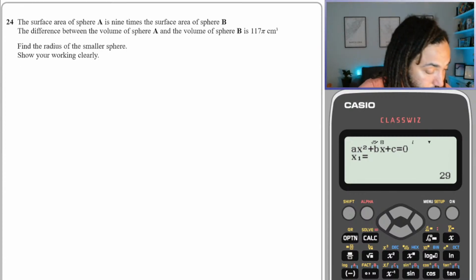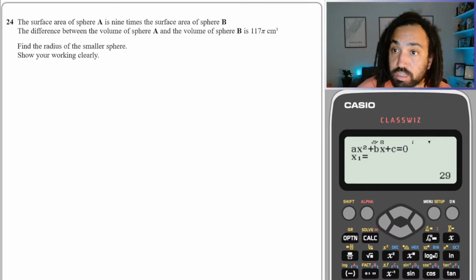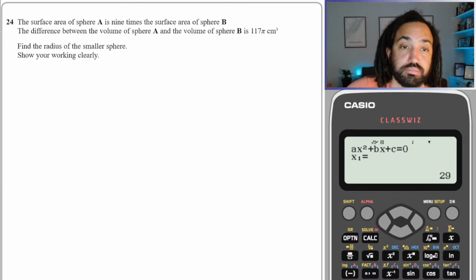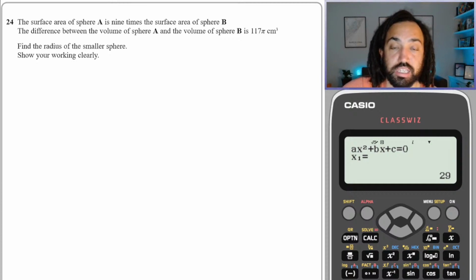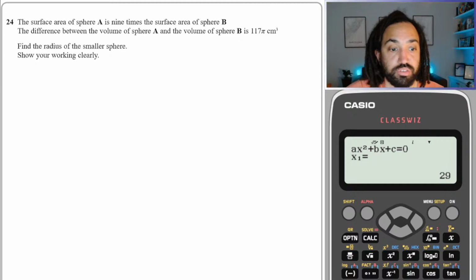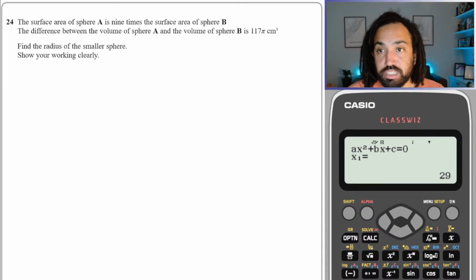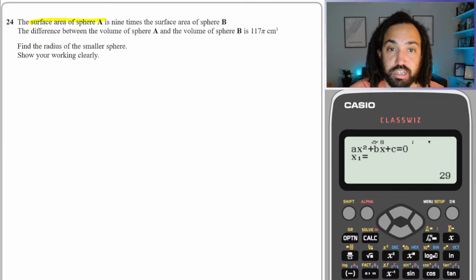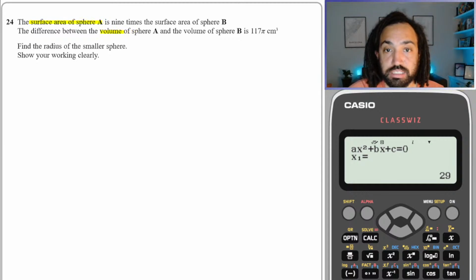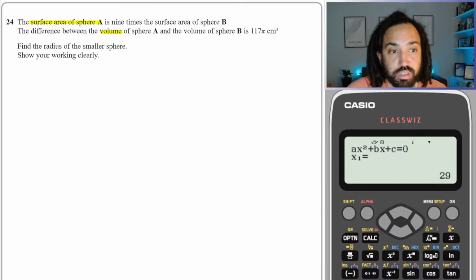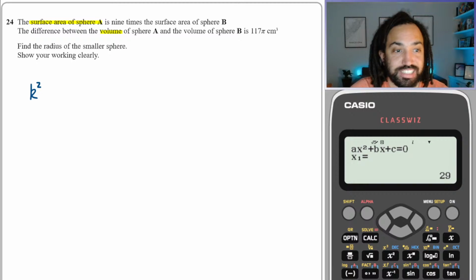Right, okay, let's do the next question then. It says that the surface area of sphere A is 9 times the surface area of sphere B. So whenever you see a question like this and it's looking at the surface area and also the volume of an object, you know you're going to need to use the scale factors and switch between the different ones.